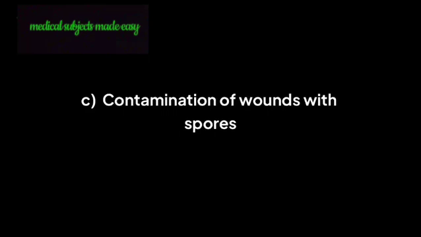Fourth question, which of the following is a characteristic symptom of tetanus? Diarrhea and vomiting, muscle rigidity and spasms, lockjaw, skin rash and itching, joint pain and swelling.